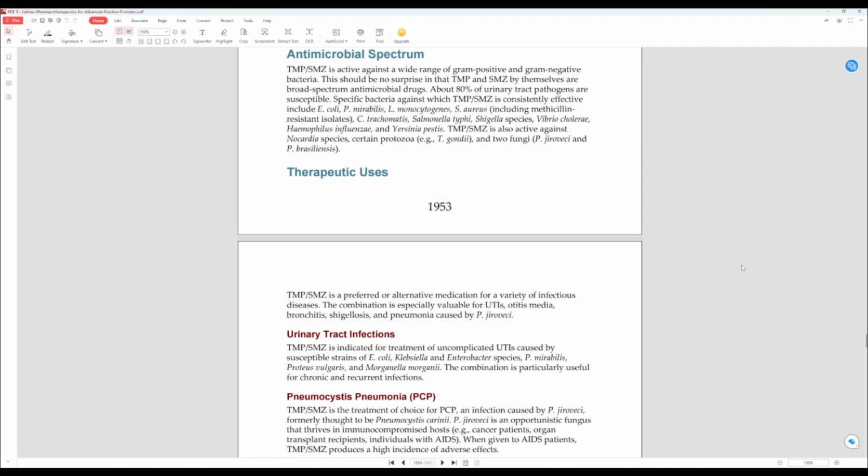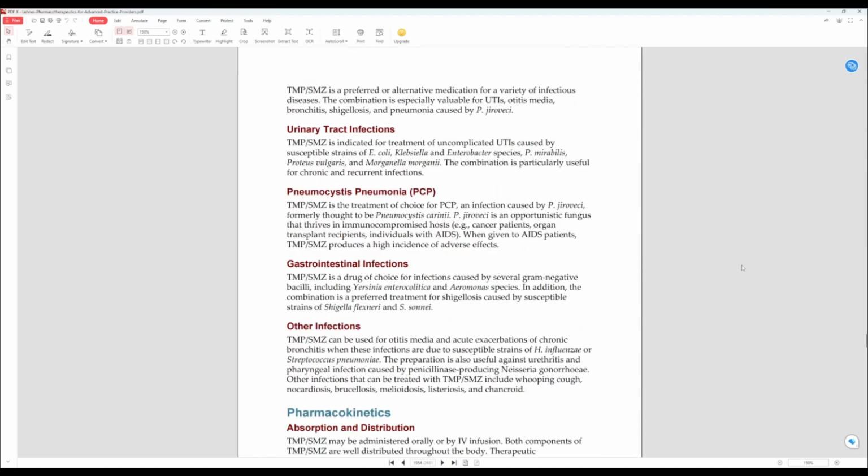So, its therapeutic use. TMP-SMZ is a preferred or alternative medication for a variety of infectious diseases. This combo drug is especially valuable in UTIs, otitis media, bronchitis, shigellosis, and pneumonia that is caused by P. jirovecii. Urinary tract infections.